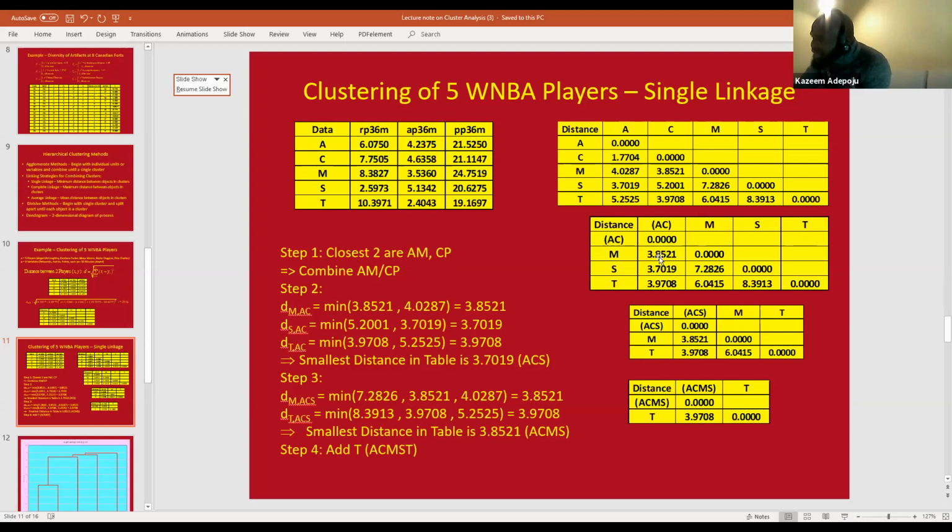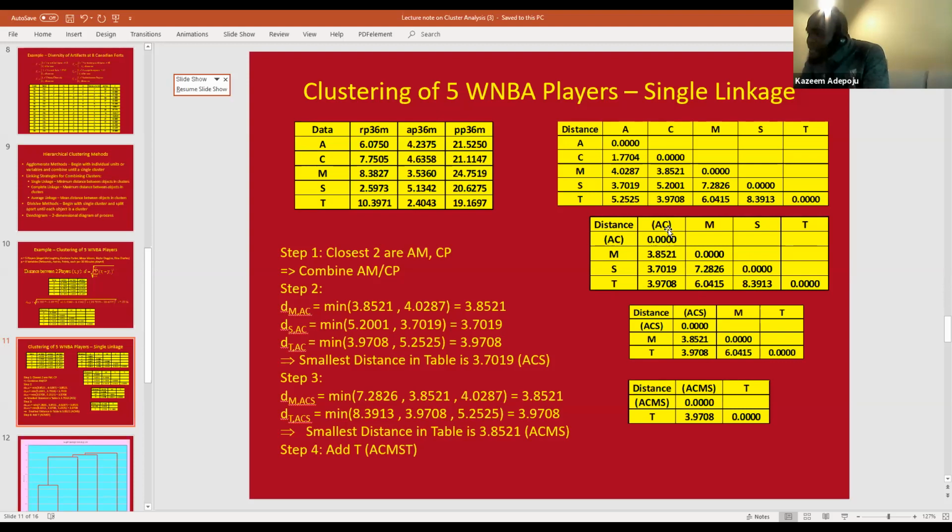So if this is the smallest right here, then it means I'm going to match ACM. I think the smallest will be 3.7019. I'm sorry, I mentioned ACM. So the smallest is 3.7019. So I'm going to match ACS, because 3.7019 is the smallest.